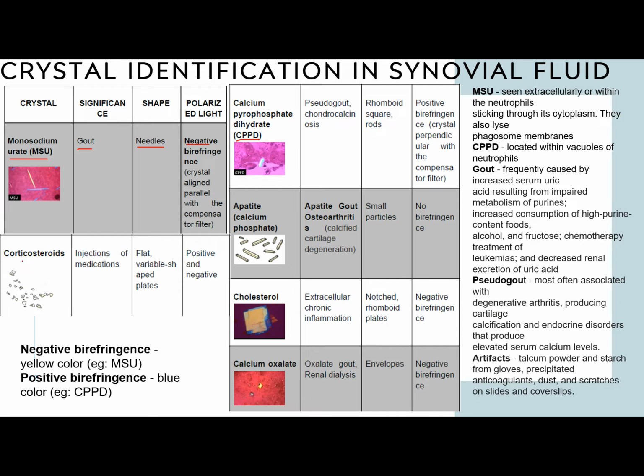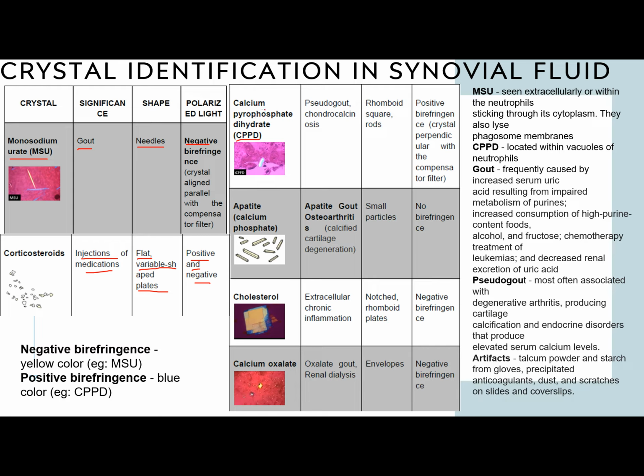Then we also have your corticosteroid crystals. This is usually caused by the injection of medication. So there are patients, class, when they are suffering from gout, they are suffering from an inflammatory disease involving their joints, and they would be taking corticosteroids. So this would cause corticosteroid crystals. They would appear as flat, variable shape plates. In polarizing light, you would view them as positive and negative.